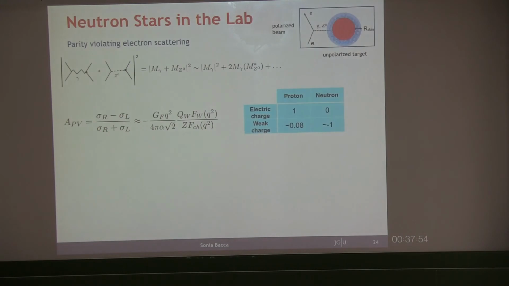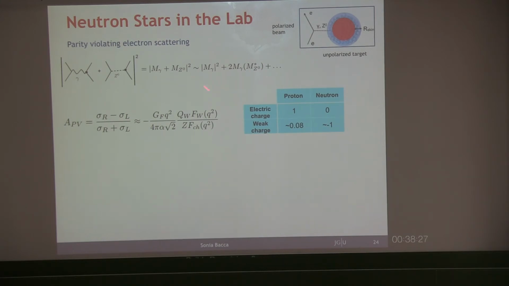So how do you measure the neutron skin thickness? You do that with parity violating electron scattering. So basically, this is a process where you have an exchange of a photon and a Z boson. If you look at the parity asymmetry, you can concentrate on the weak part, which is the one that is parity violating. You measure it by having a polarized beam, looking at different polarizations, taking the difference.